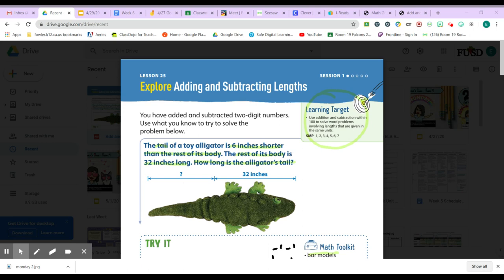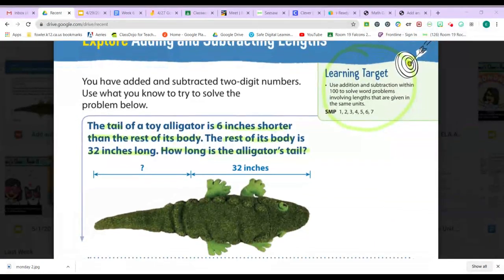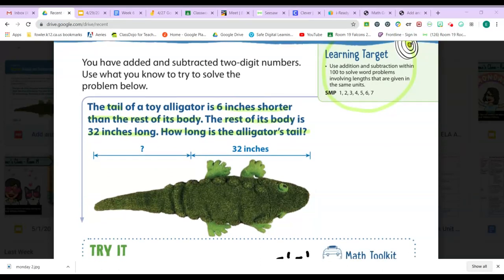So let's look at our try it problem. Remember, try it is a problem where you get to try different strategies or try to solve the problem using what you know. So let's get started. It says you have added and subtracted two-digit numbers. Use what you know to try to solve the problem below. Just kind of what I explained earlier. Well, let's look at this.